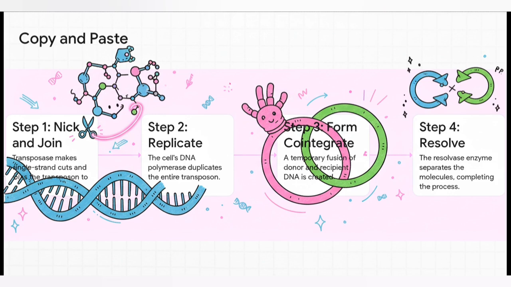For a brief moment, this creates this giant fused DNA molecule called a cointegrate. Then a second enzyme called resolvase comes in to, well, resolve the situation. It snips the cointegrate apart, and voila, you're left with two separate DNA molecules, and each one has a copy of the jumping gene. The element gets to move and multiply.